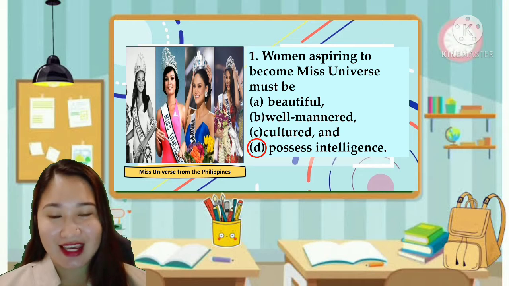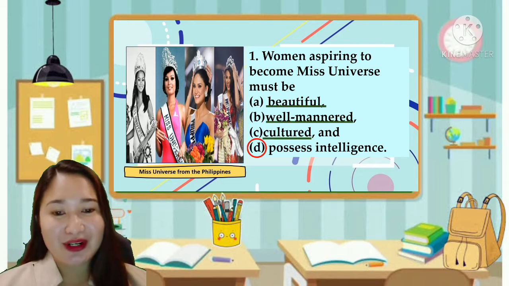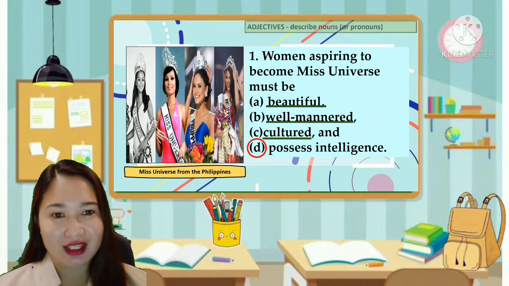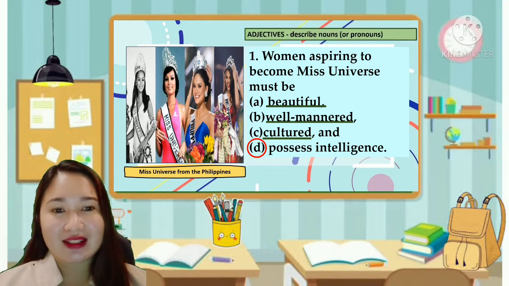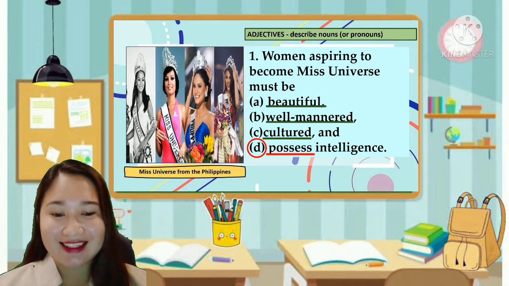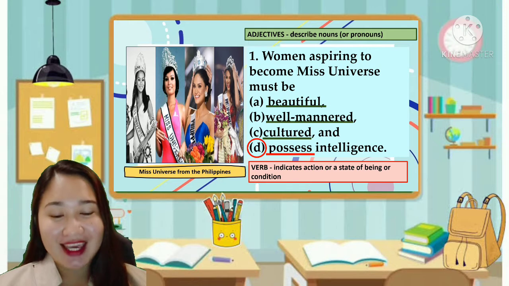Correct, it's letter D. The words beautiful, well-mannered, and cultured are examples of adjectives. These words describe nouns or pronouns, while possess is an example of a verb. It indicates an action or state of being or condition.